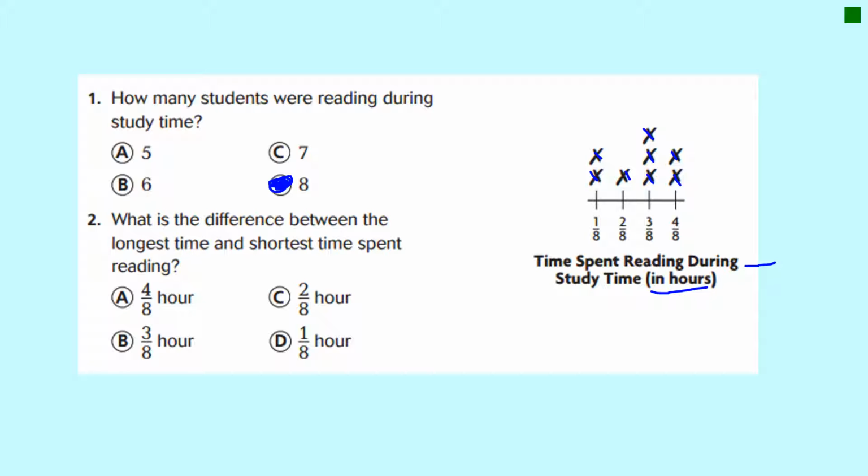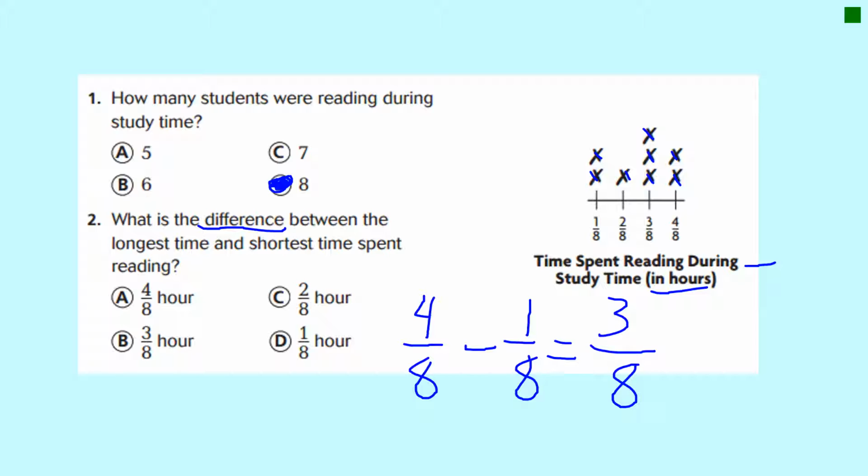Okay, so number 2, what is the difference between the longest time and the shortest time spent reading? Oh, so again, we have the difference, which is an answer to subtraction. So the longest time is 4/8 of an hour minus 1/8, which is the shortest time. So very nicely, again, they have 8 as the common denominator, and then 4 minus 1 is 3. So the difference is 3/8 of an hour. Choice B. Fantastic. I think we're going to jump down to review now.